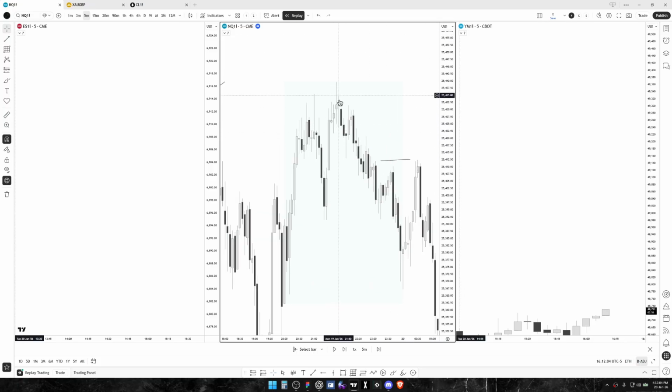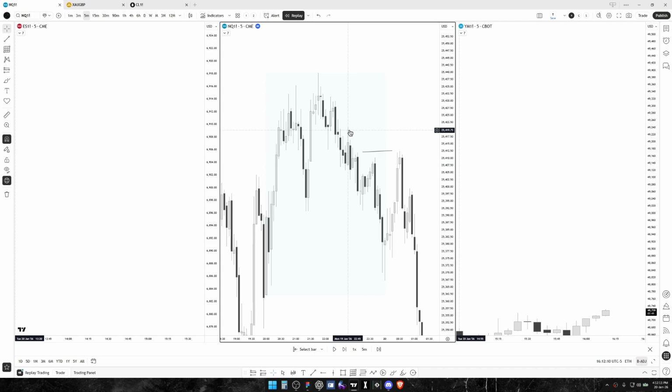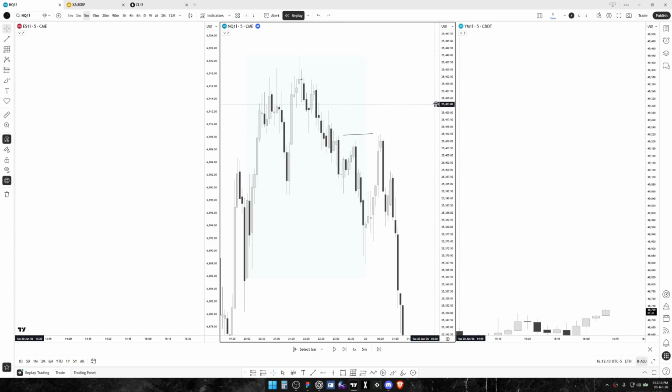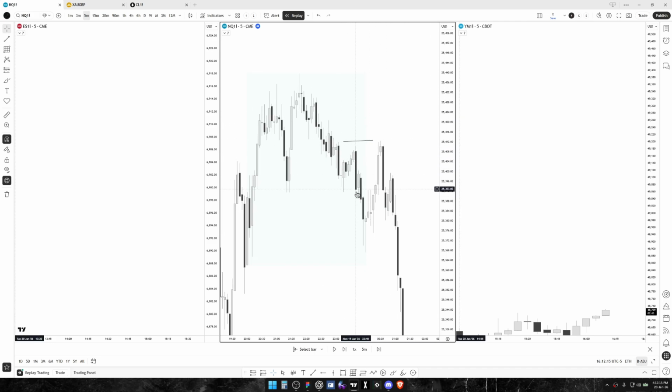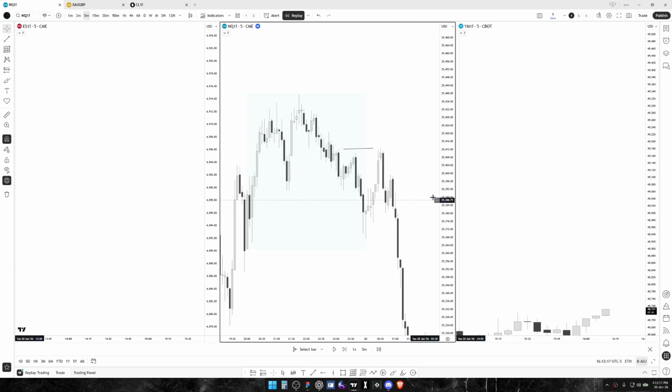We created, like at the swing, retracements, holding order blocks, holding fair value gaps, still creating swings to the downside, displacing, creating fair value gaps and displacing.